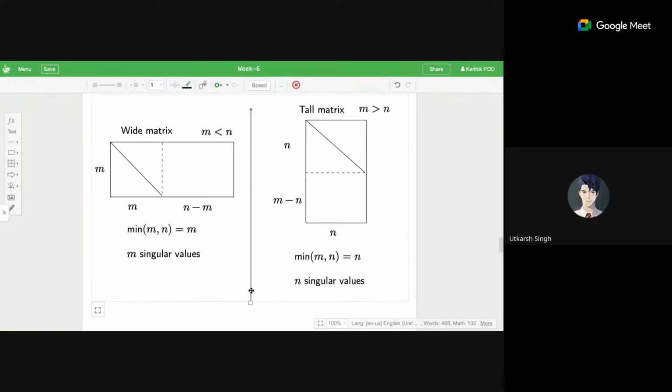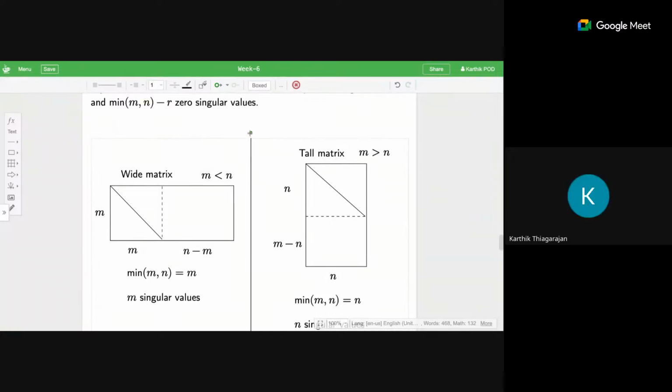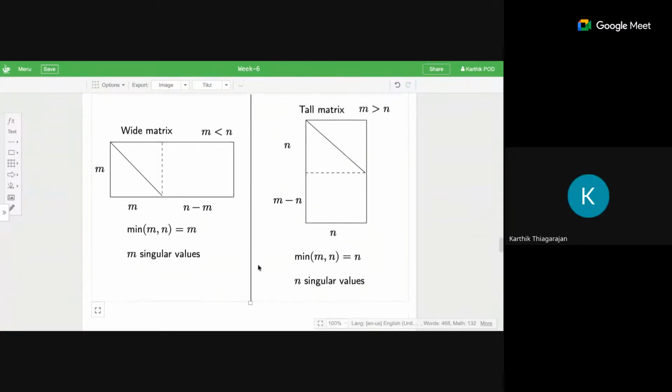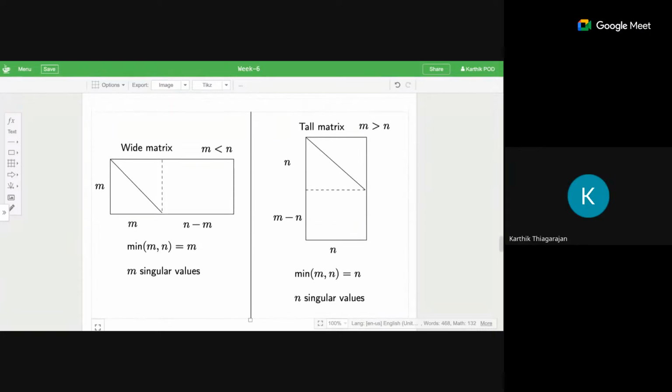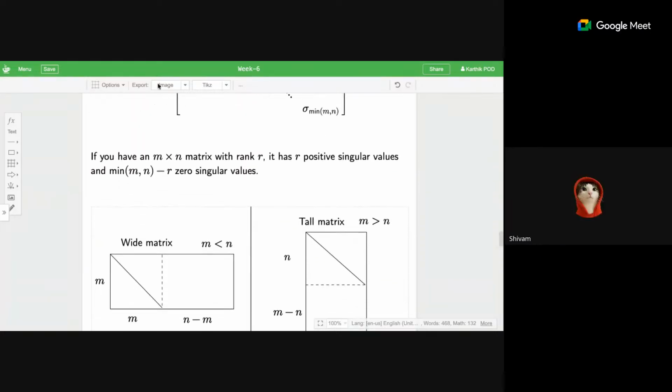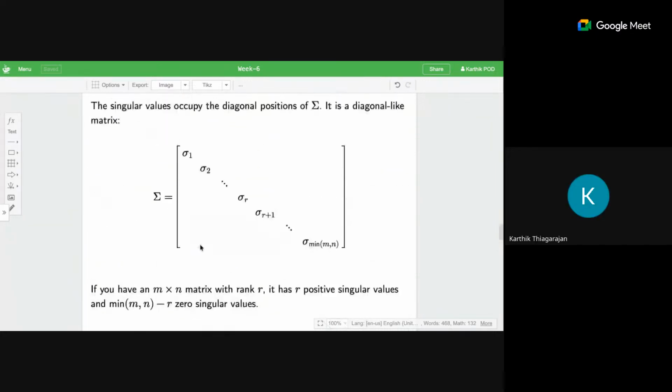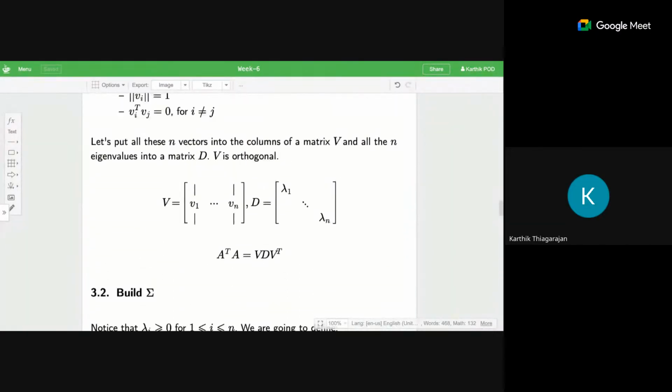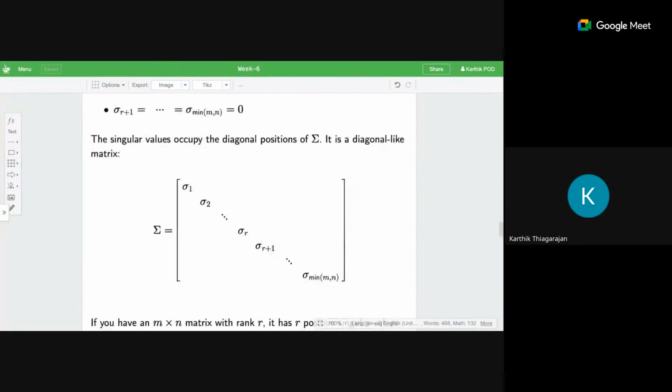Sir, A transpose A is an N cross N matrix, right? Yes, A transpose A is N cross N, and A A transpose is M cross M. One confirmation, sir: if we start with the smaller one, we get all the eigenvalues, and for the bigger matrix the same eigenvalues will follow and the remaining will be zeros? Zeros, correct. Any other questions regarding building V or building sigma?